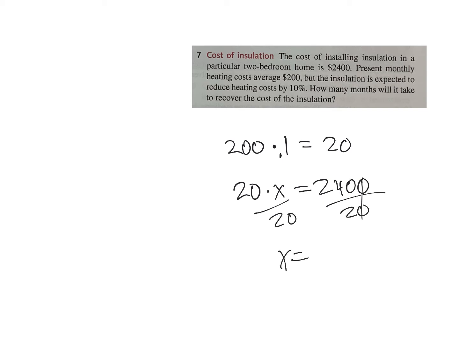X equals 240 divided by 2 is 120 months. Okay, so 12 months in a year. So that's going to be 10 years. 10 years to pay off that insulation. So that's what you want to do when you first buy your home, is get that taken care of because you're going to live there a long time.